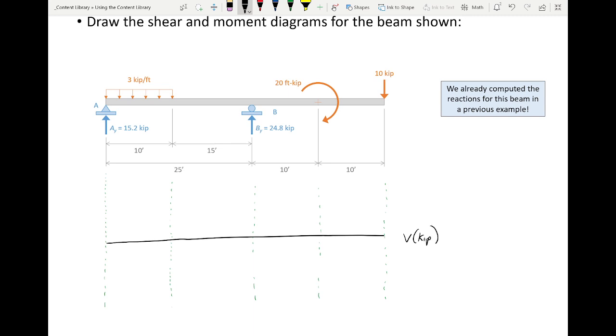We start off by drawing the shear diagram, and just because we have a concentrated moment doesn't mean that our tenets don't hold true, that we have to start at 0 and end at 0. So I start at 0 over here on the left, and what do I do? What's the first thing that I do? If I start at 0, what does the beam tell me to do? To go up a magnitude of 15.2.